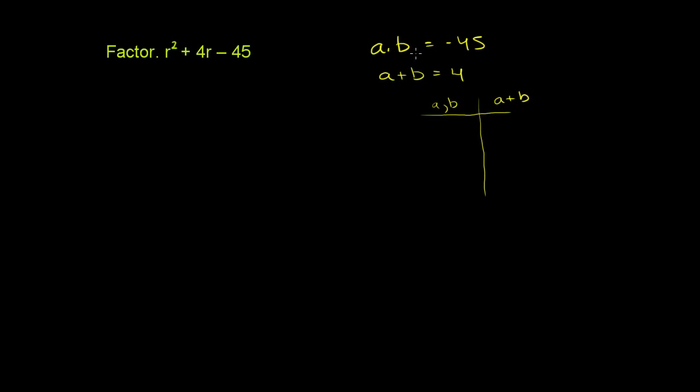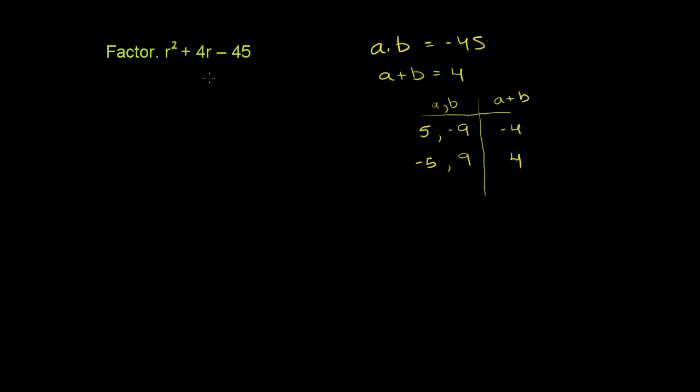So let's see, 3, 4, 5, and 9. That looks interesting. 5 and 9 are 4 apart. And if we go with 5 and negative 9, what's their sum? Their sum is negative 4. What happens if we go with negative 5 and positive 9? Well, then their sum is 4. So negative 5 and positive 9 works.